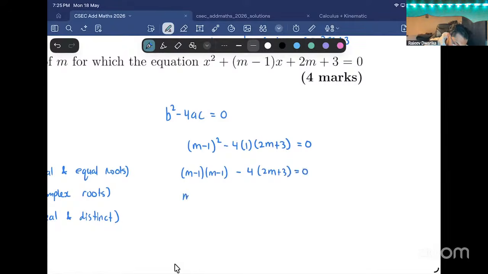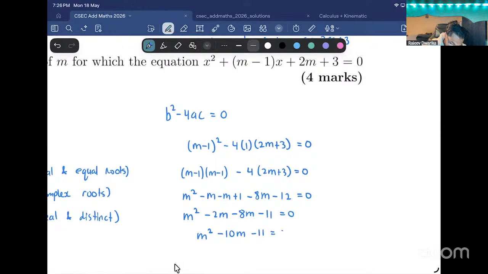When I work this out, that's going to be m squared minus 2m plus 1. When I expand this, that's going to be minus 8m minus 12 equal to 0. That's going to be minus 2m minus 8m, and 1 minus 12. That's minus 11. And so I'm going to end up with m squared minus 10m minus 11 is equal to 0.